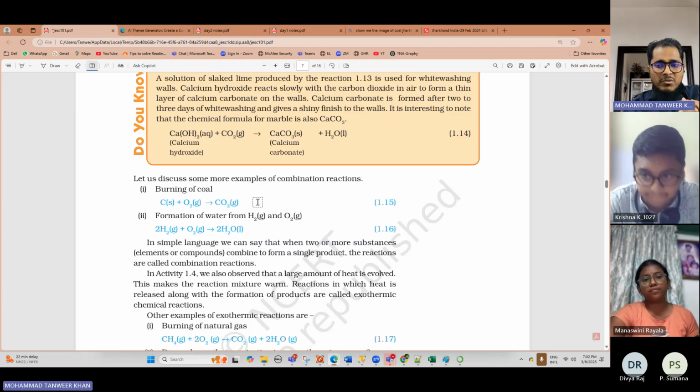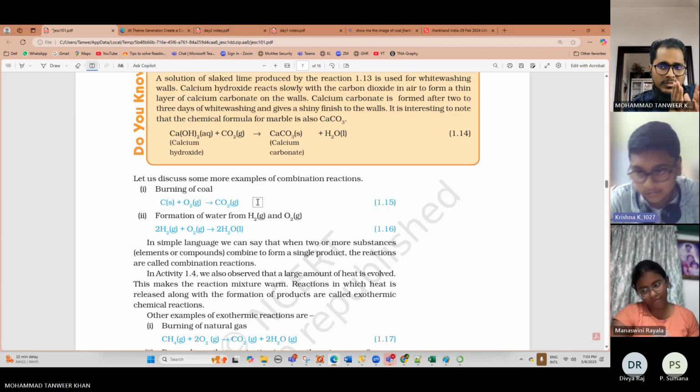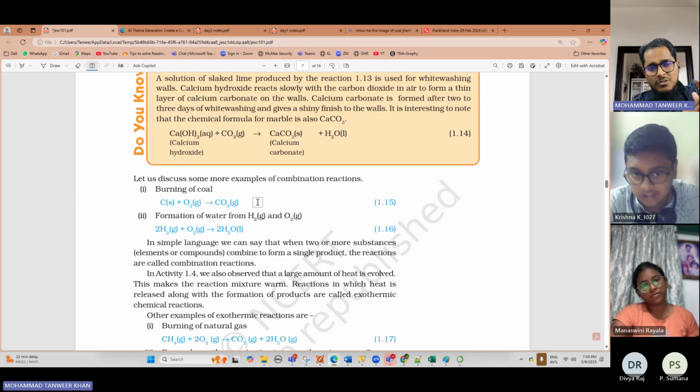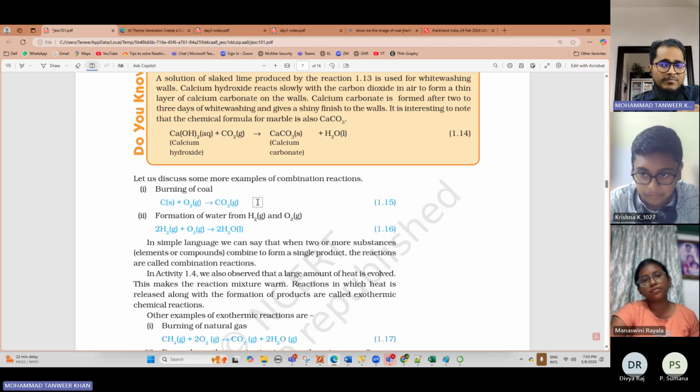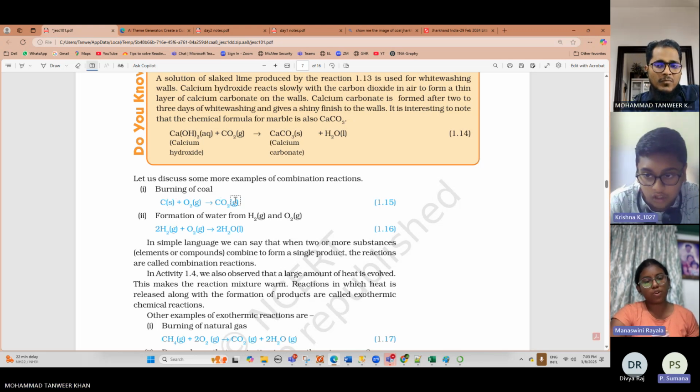What is the other name of calcium hydroxide? Slaked lime. What is the other name of calcium oxide? Quicklime. Very good. Where is it used? For whitewashing. And this is another example of combination reaction. How many products are you getting here? Only one product.